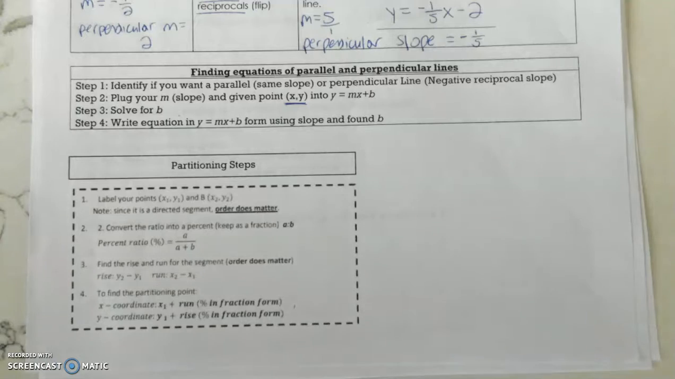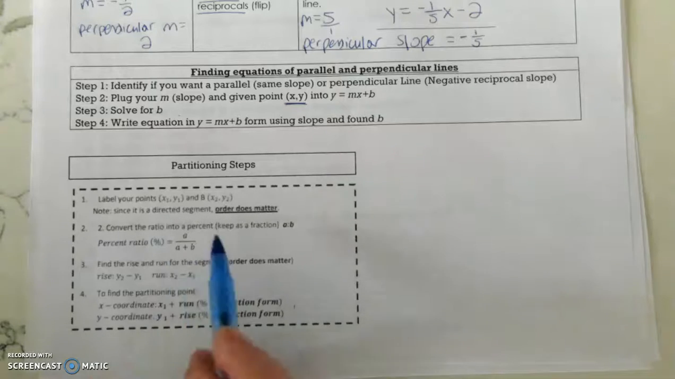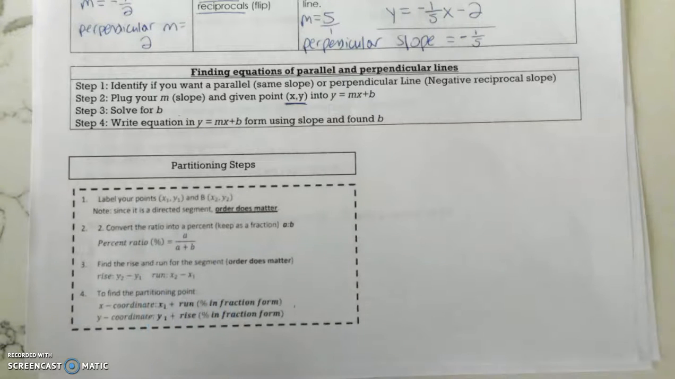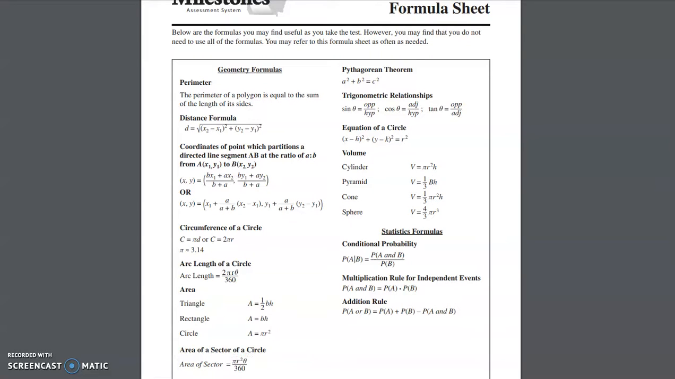All right, partitioning directed line segments. So I'm sure Ms. Strickland's class used these steps right here with labeling your points and converting the percent into a ratio. My class used the formula from the formula sheet. So I uploaded the formula sheet to Schoology. I also have it right here. So remember, we used this very first formula, coordinates of a point which partitions a directed line segment. So I'm going to go ahead and write that down on the paper.